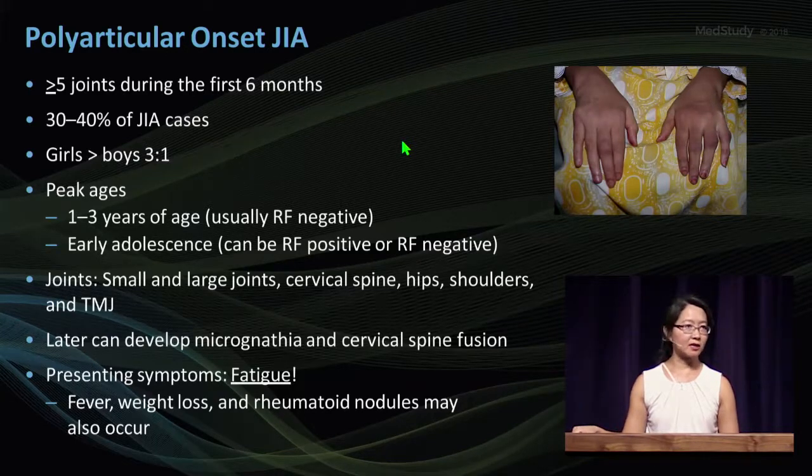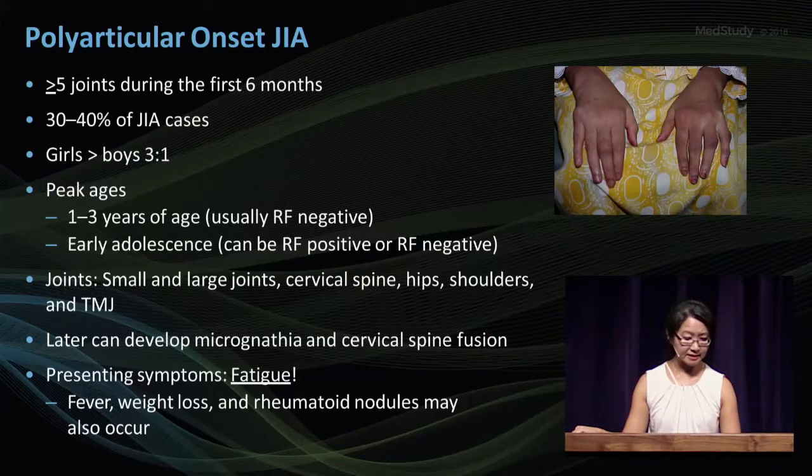These patients look like adult rheumatoid arthritis. They will present with 5 or more joints in the first 6 months. This accounts for about 30 to 40% of JIA cases, and girls are more afflicted than boys in a 3-to-1 ratio. There are basically 2 peak age groups, the very young, 1 to 3 years old, and the pre-adolescent or adolescent. Usually, if they're young when they present, the rheumatoid factor is negative, but in adolescence, the rheumatoid factor could be positive or negative.